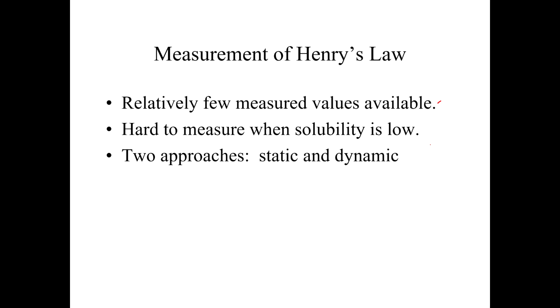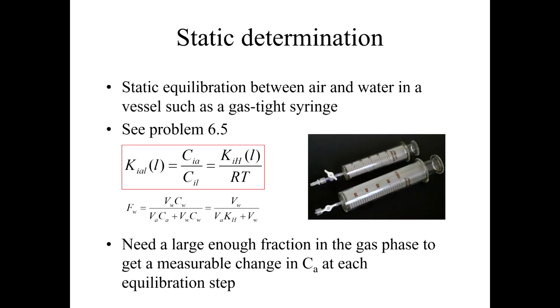So very frequently when you look up a Henry's law constant, what you're going to find is not a measured value, but rather an estimated value based on bond contribution methods and stuff. And there's a whole separate lecture on estimation techniques and using them to predict things that I'll have you watch a little bit later. And it's particularly hard to measure when the solubility of the compound is quite low. So there's two approaches. There's the static and the dynamic.